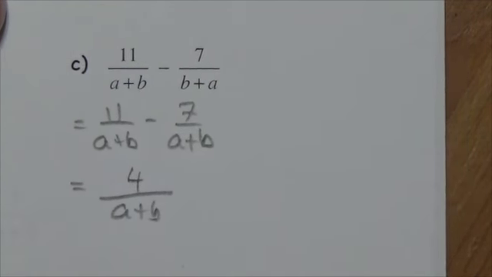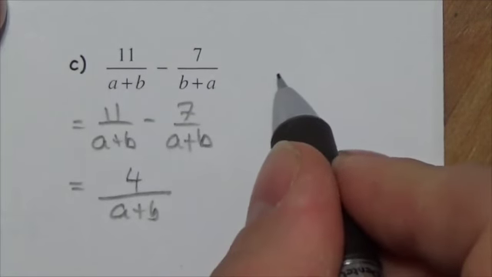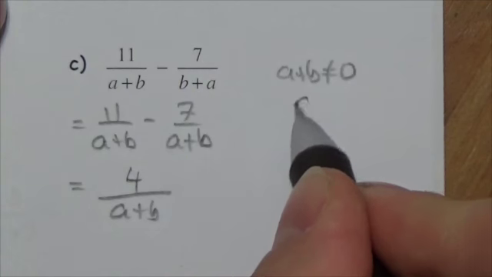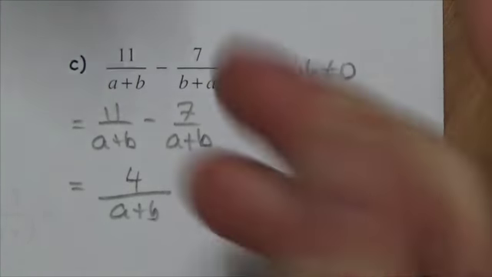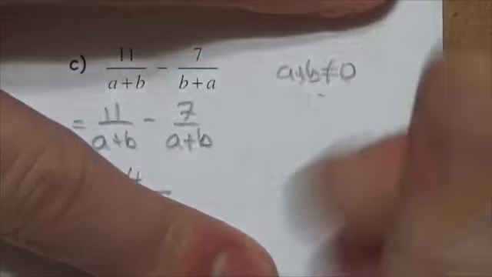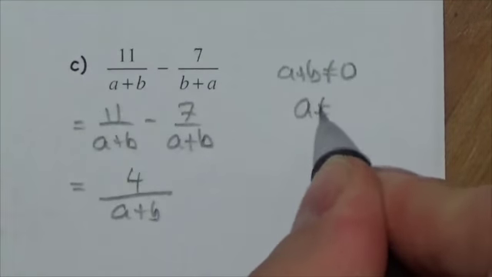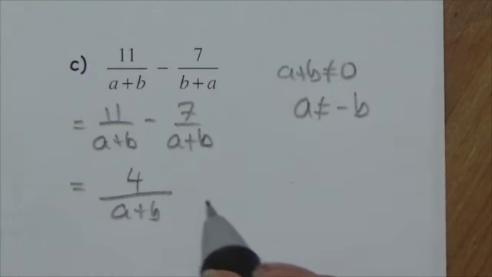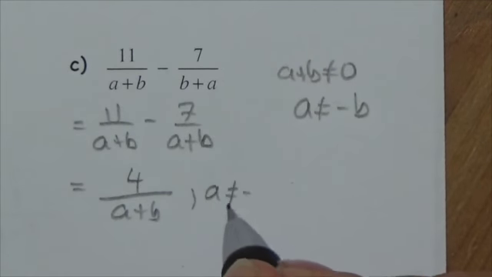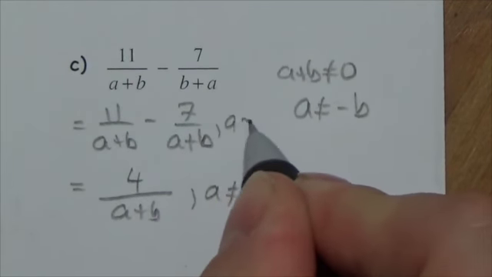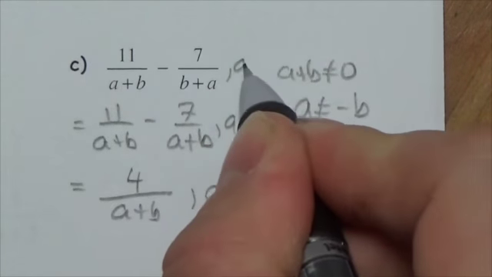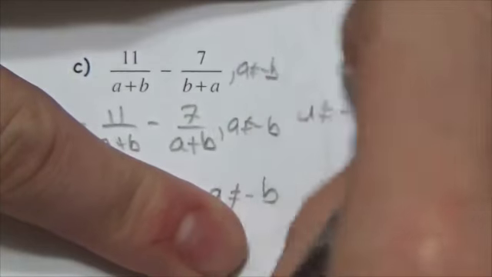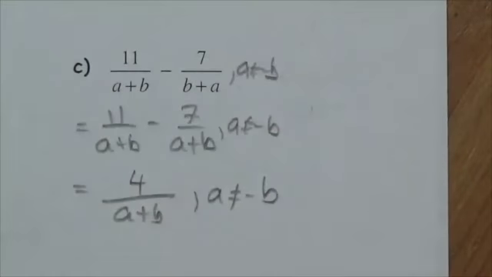Now here there will be a non-permissible, and the non-permissible is that a plus b can't be allowed to go to 0. Now with two variables here, I'm simply going to say that a can't equal negative b. And so that's going to follow all the way down. A can't equal negative b, a can't equal negative b, and so on. But anyway, there you go.